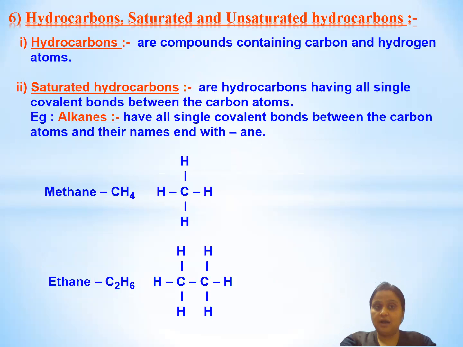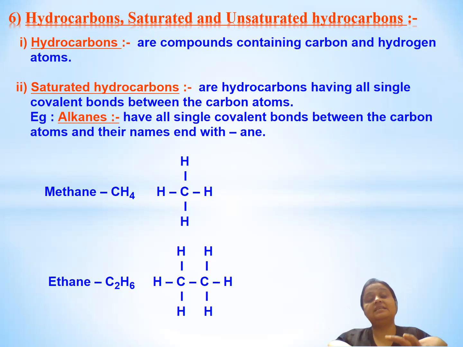Hydrocarbons. There are two types of hydrocarbons, mainly saturated and unsaturated. But before that, let's understand what hydrocarbons are. Its name already suggests it: hydrocarbon means a compound in which only hydrogen and carbon are found. Those compounds are known as hydrocarbons.